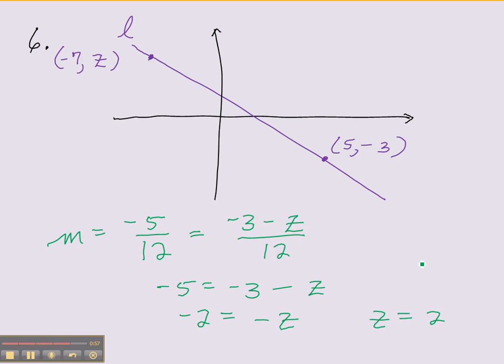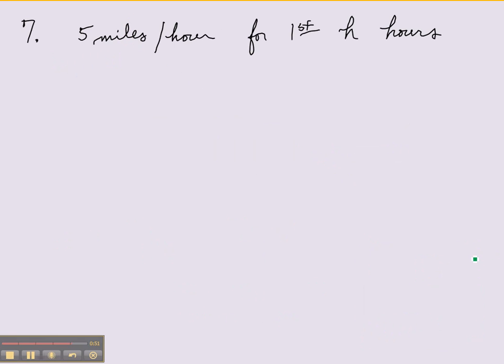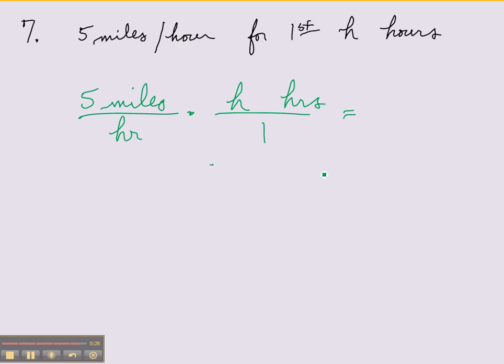Number 7, while biking on a 50-mile path, Jerry averages 5 miles per hour for the first 8 hours. So I'm going to use some unit analysis here. So 5 miles for each hour. I'm going to multiply that by h hours. And so for h hours, he travels 5h miles. The hours cancel out. And so the remainder of the trip is the total distance minus what he has ridden. That's the remainder. That's answer choice B.